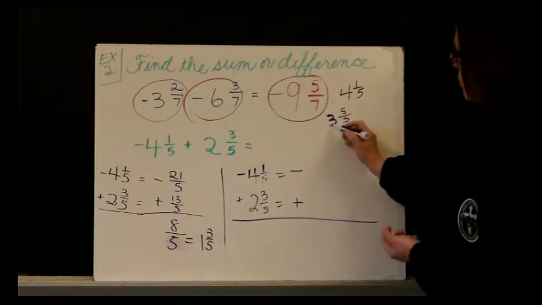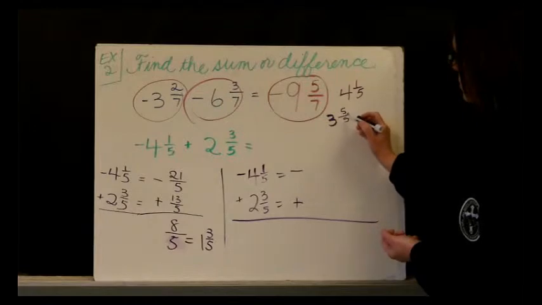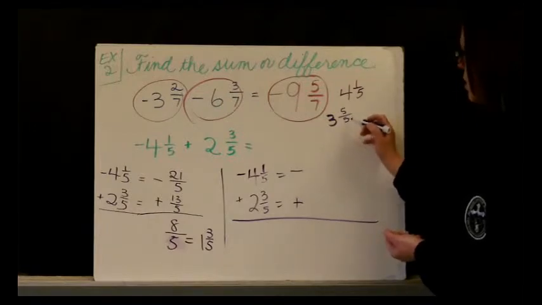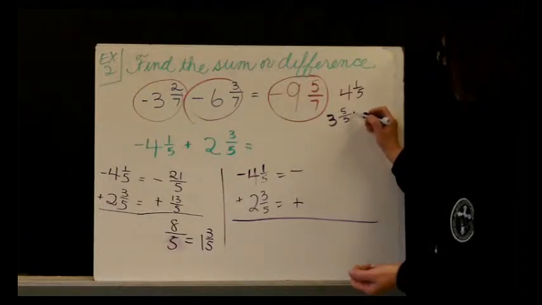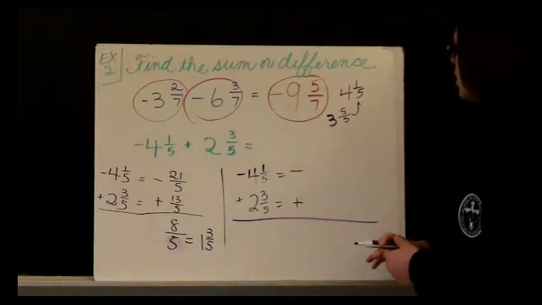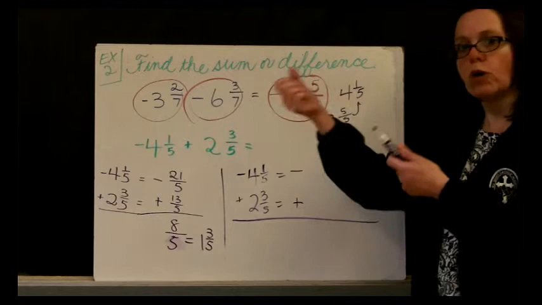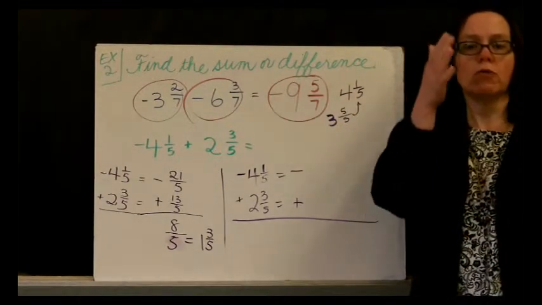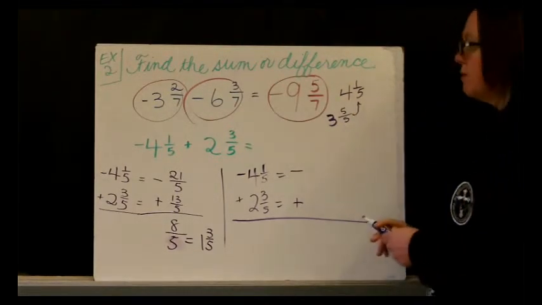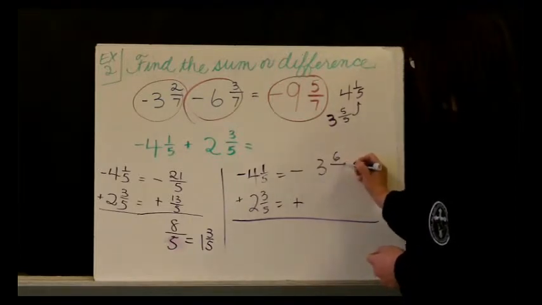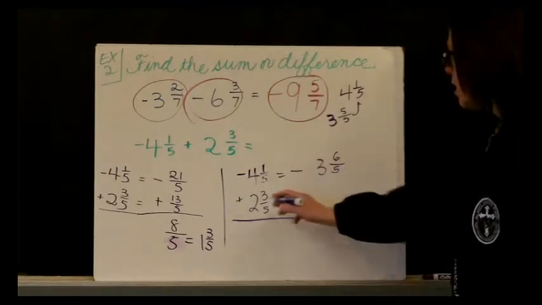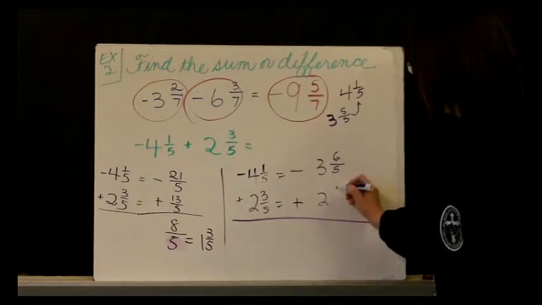So you see here, 3 and 5/5 is like saying 3 plus 1, which is 4. So what we would do is we would take this 5/5 and give it to the 1/5. So we're taking 1 away from the 4 and we're adding it to the 5/5, which would make this 3 and 6/5. And then this 2 and 3/5 would be the same.